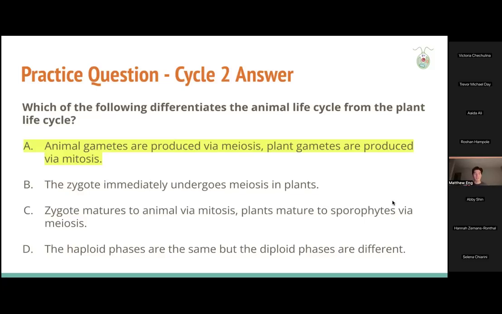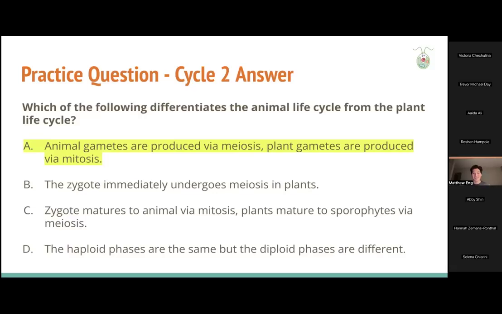This one's incorrect. Remember that diploid phase, that maturity of the zygote, the growing of the zygote, is pretty much the exact same in both animals and plants. As the zygote grows, it'll divide via mitosis for both plants and animals to create the mature organism. And then D, the haploid phases are the same, but the diploid phases are different. No, this one's just incorrect.